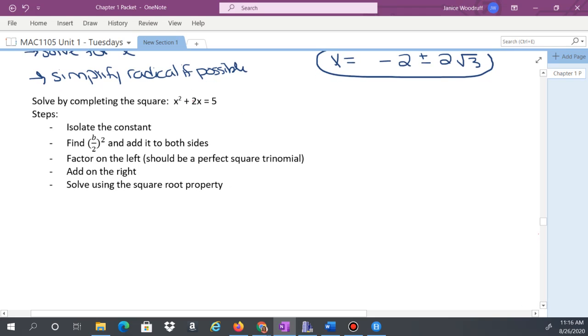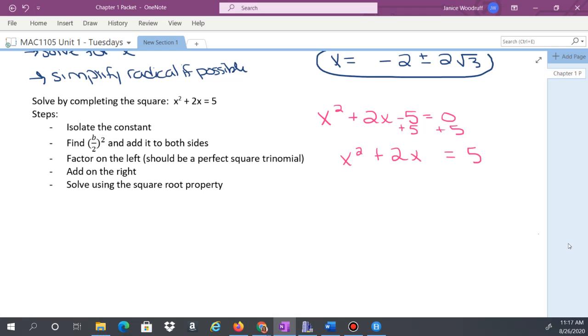All right, so we've got x squared plus 2x equals 5. First thing is to isolate the constant, which is that number 5. It's already isolated. So let's say it were not. Let's say it were like x squared plus 2x minus 5 equals 0. In that case, you would just add the 5 to both sides, and then you would get x squared plus 2x equals 5. Okay, so it's already in that form. I'm just telling you if it's not. The constant's a number that's by itself.